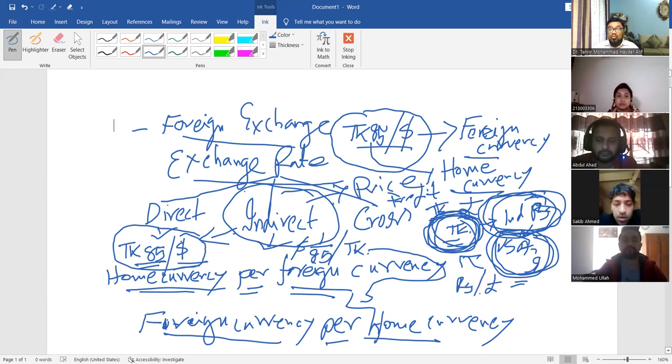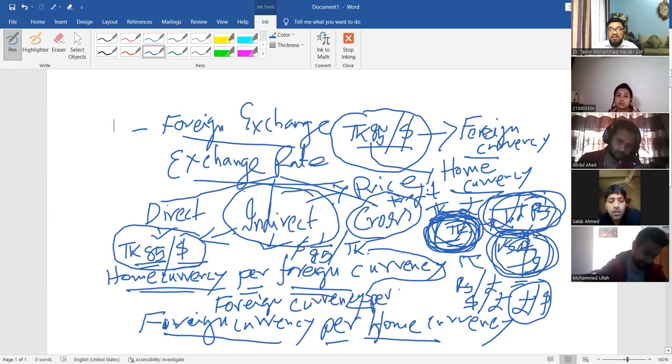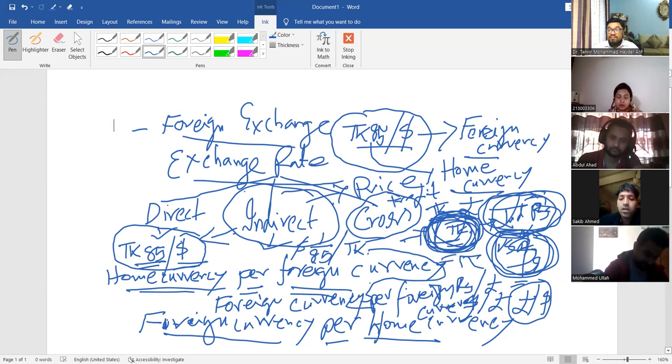So based on taka, we can determine exchange rate between rupees and pound. Or if we have a trade between pound and dollar, both are foreign currency based on taka. So we can determine dollar per pound or pound per dollar. Both currencies are foreign. So when we determine exchange rate between two foreign currencies based on home currency or a third currency or a base currency, that is called cross exchange rate. Cross exchange rate means foreign currency per foreign currency. Both currencies are foreign, but how are we determining this exchange rate? We have a third currency behind these two currencies. What is the third currency? It is taka.